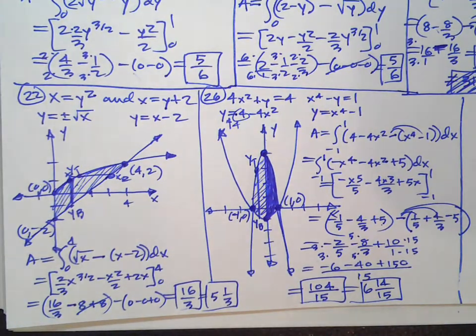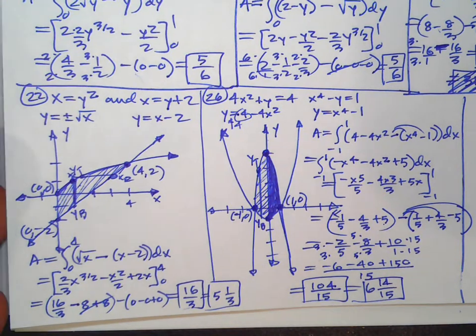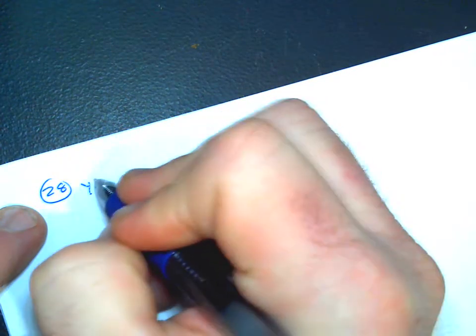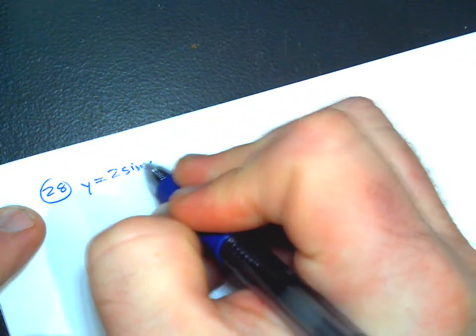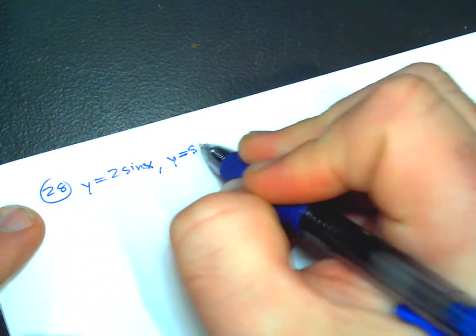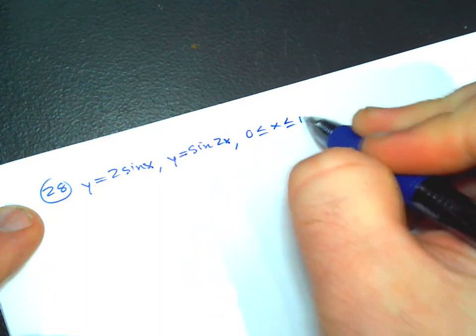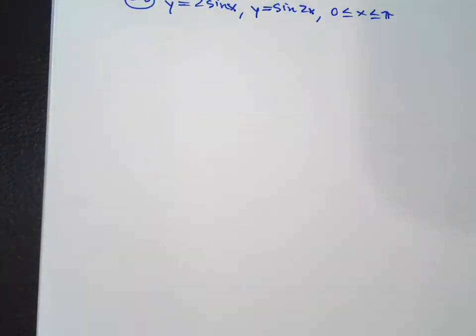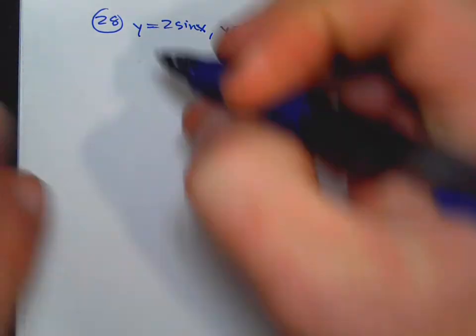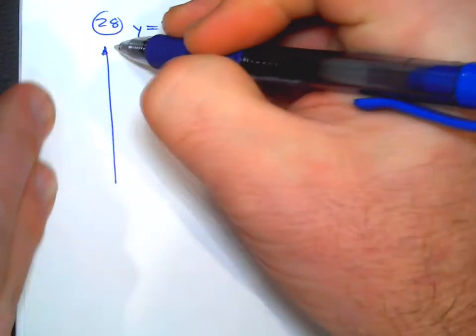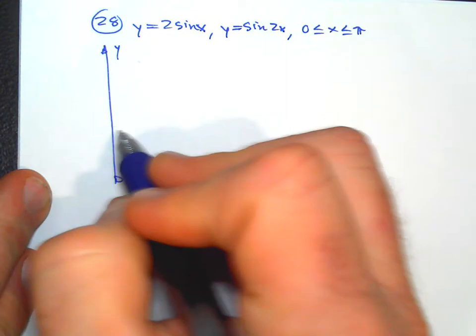Okay, got a couple more left to do. So 28 is y equals 2 sine x, and y equals sine 2x, 0 to pi. So I guess let's graph these. So some sine curves.